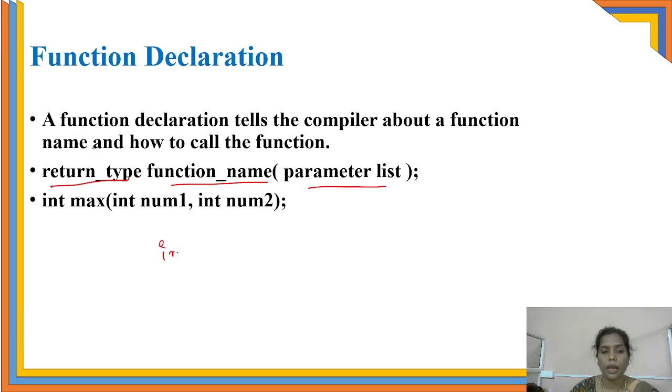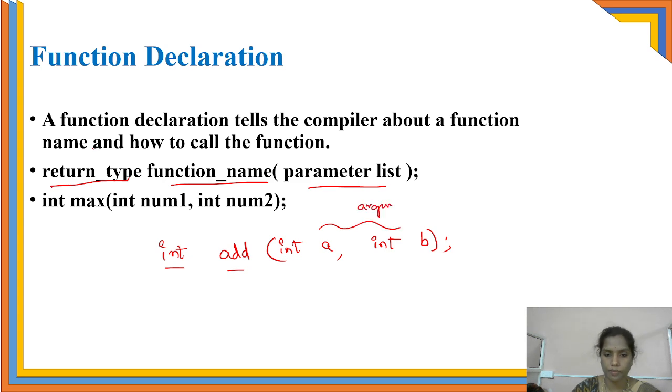For example, I am taking return type as int, function name as add. I want to add two numbers, int a, int b. These are called parameters or arguments. So what are these arguments? They are the inputs for this function. For example, this add function is used to add two numbers, right? So a and b, that is two integers. So int a, int b are the inputs for this function. Those inputs we write as arguments. This is the function declaration.